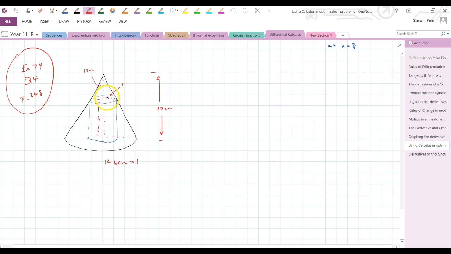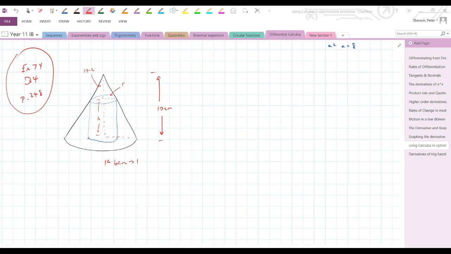We've got a cylinder inside. It's got a radius r, which is just that little distance across there, really important. And this distance across here, the radius of the cone, is 6. The radius of the cylinder is r. The height of the cone is 10. The height of the cylinder is h.